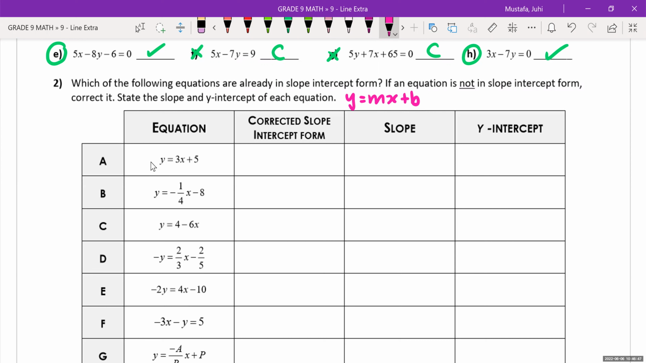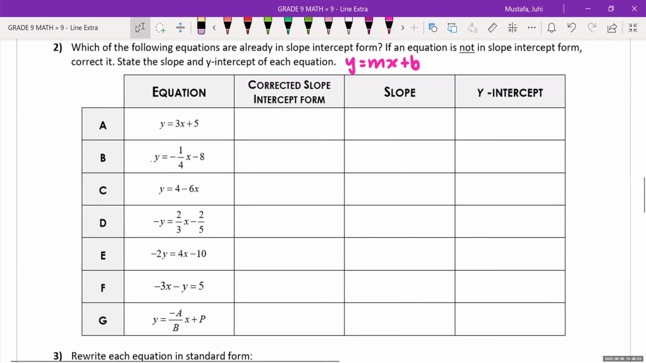So now we're not going to talk about standard form. We're going to talk about y is equal to mx plus b form, and then we're going to see if we can identify it and also figure out the slope and the y-intercepts. All right, so let's go ahead and try, actually we can do this together. Question A, is it in slope-intercept form? Yeah, what's the slope? And the y-intercept is? Good.